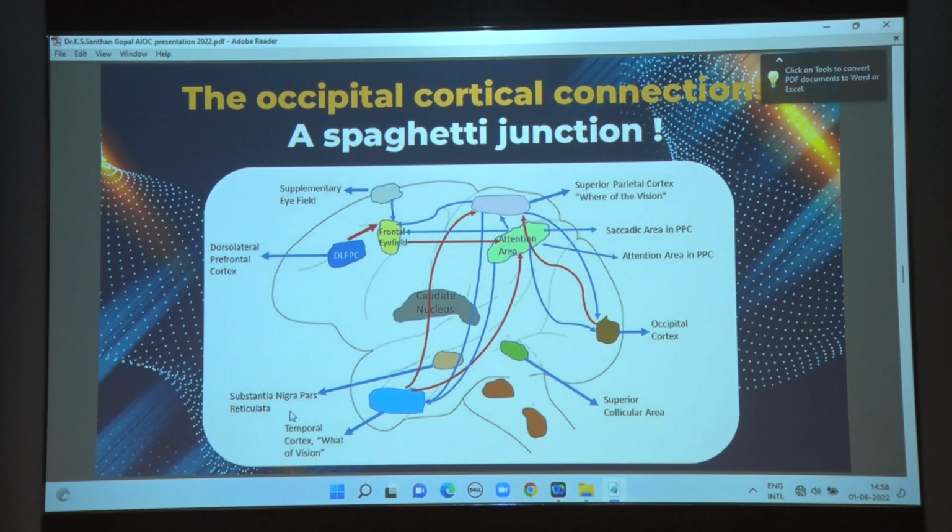From the occipital cortex, there is connection to every part of the brain. So once upon a time, 4,000 or 5,000 years ago, they said, Sarvendriyanam Nayanam Pradhanam, and it is so true.